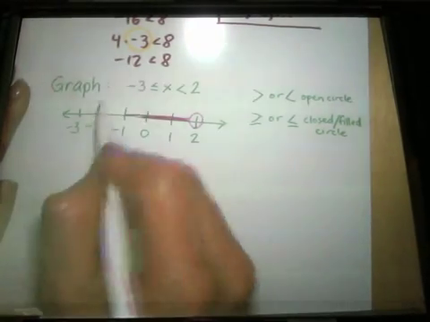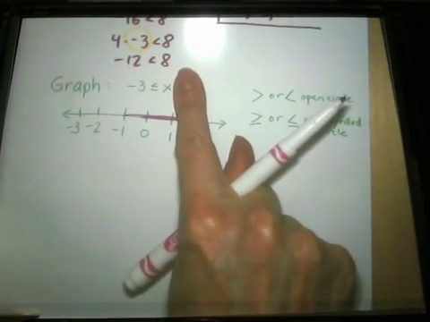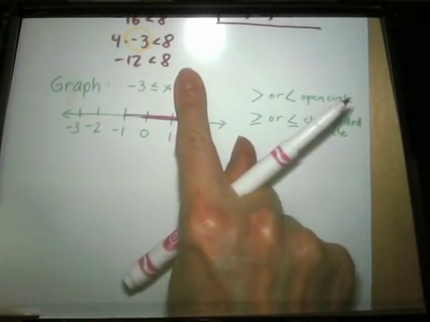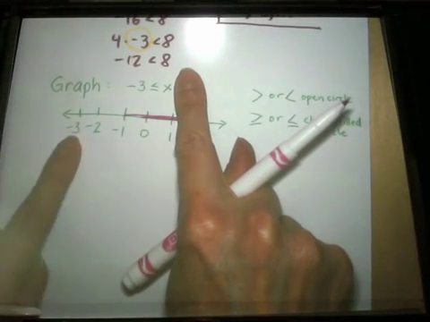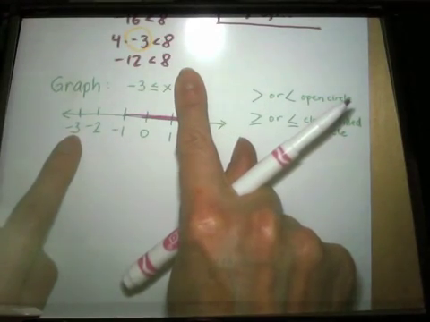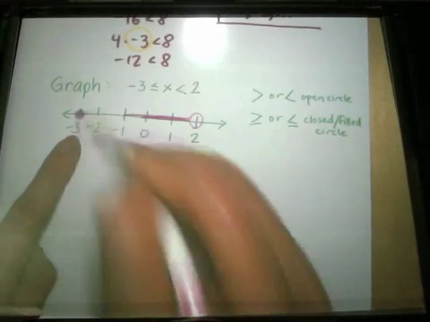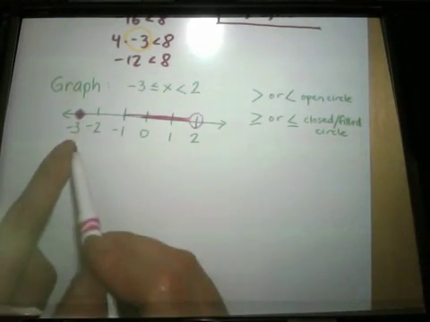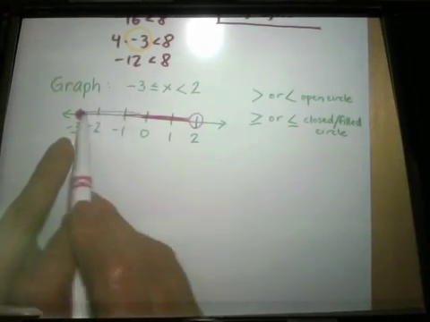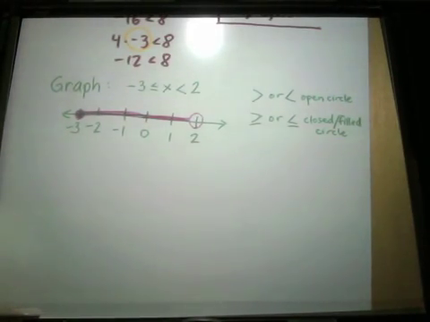Now, -3, I know I'm going to stop at -3. If I just look at this part of it, -3 is less than or equal to x. Could x be -3? -3 is less than or equal to -3? True, or equal to. We include a filled circle to show that the -3 is included as part of the answer. So x is all these numbers.